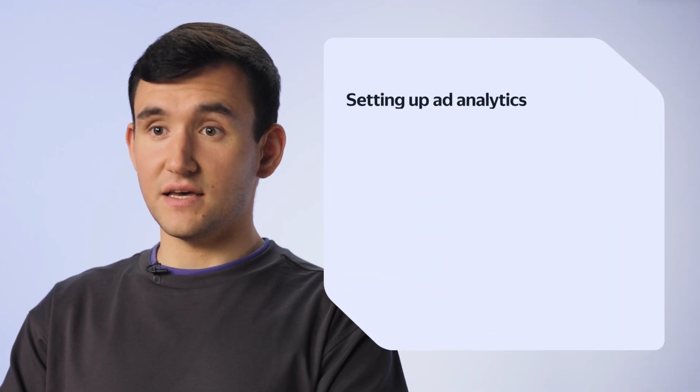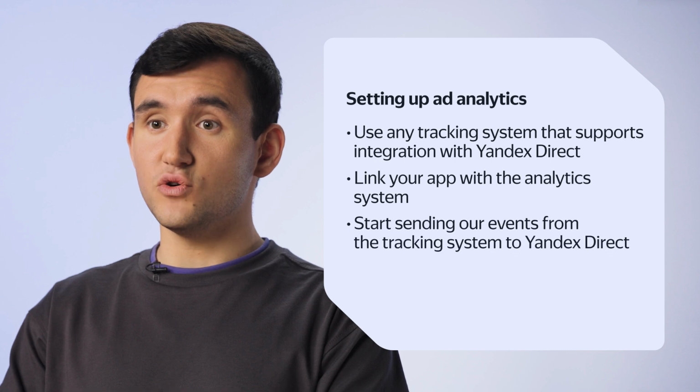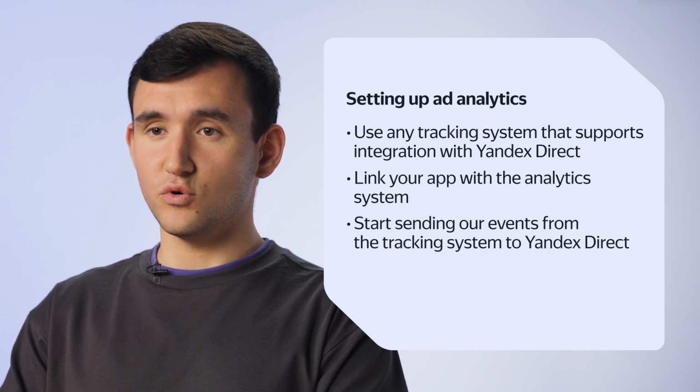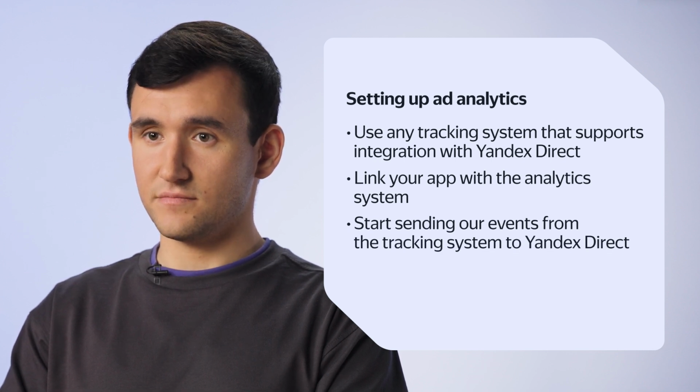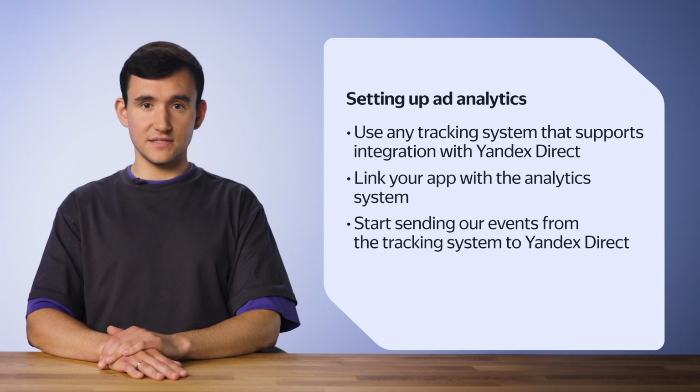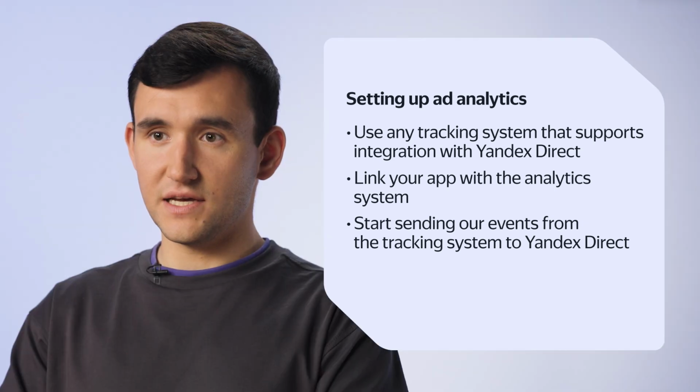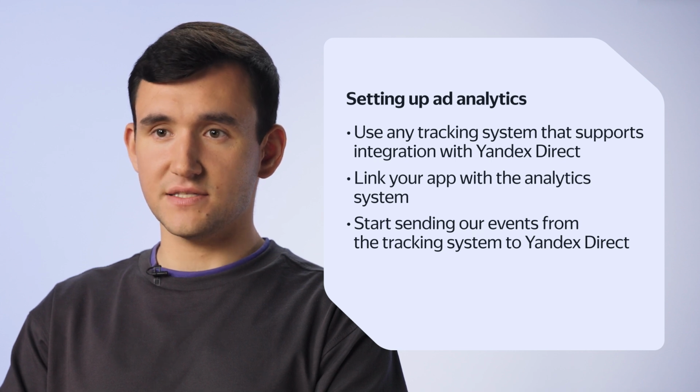Without setting up ad analytics, it's difficult to make any conclusions about the effectiveness of our ads. Without analytics, we only see information on impressions and clicks. To gather together analytics for a campaign, you can use any tracking system that supports integration with Yandex Direct. Once we've chosen an analytics system, you'll need to link your app with the analytics system. After that, we can simply start sending our events from the tracking system to Yandex Direct.